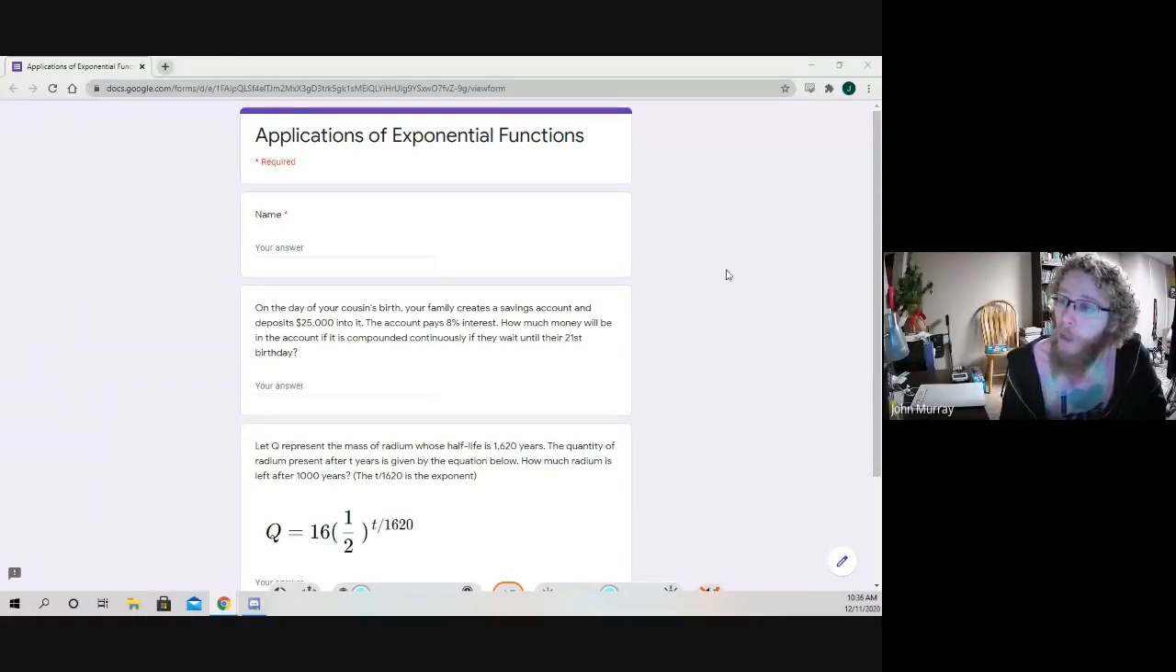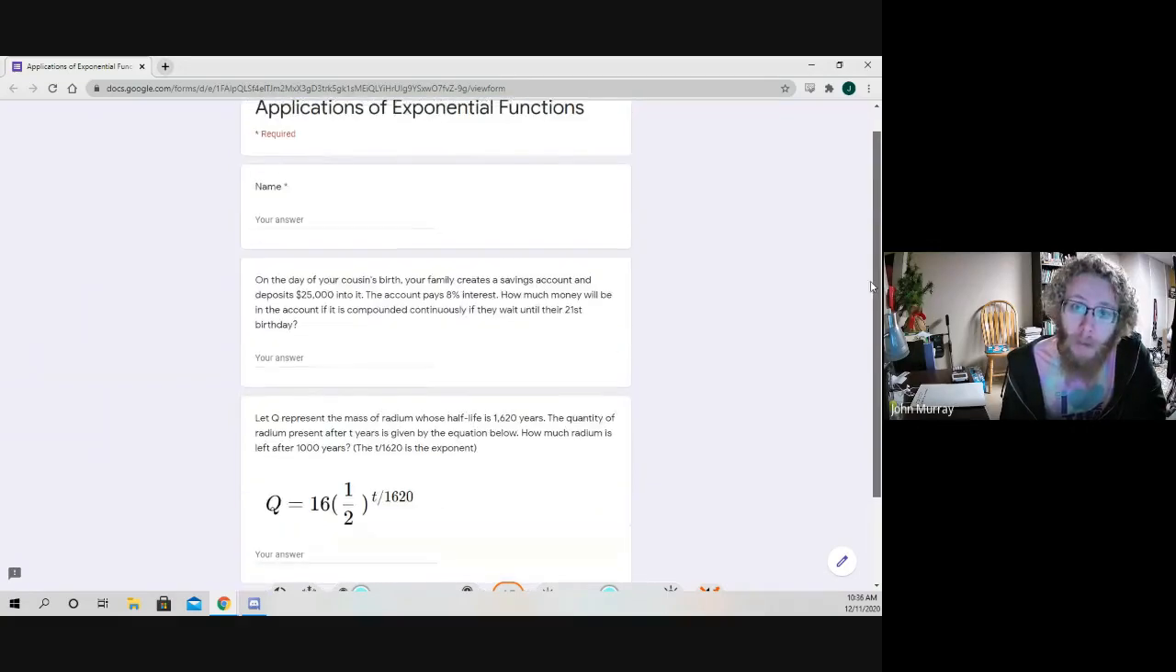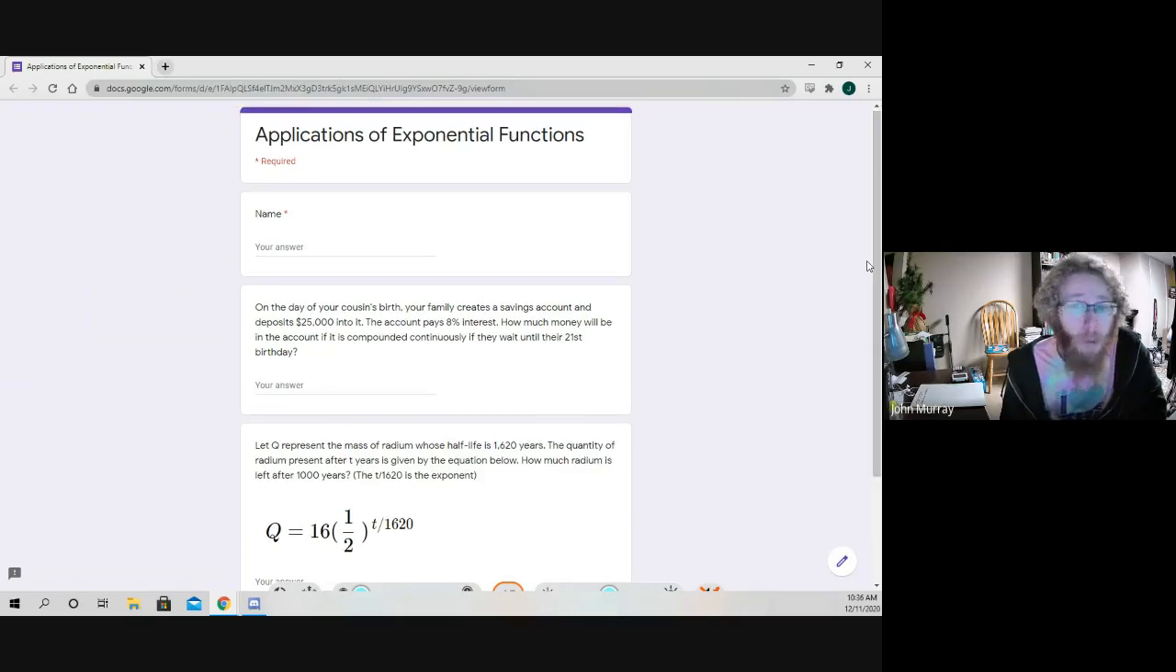So for homework, you guys had two word problems that had to do with exponential functions. The first one had to do with our interest problems that we were going over yesterday. And then the second one had to deal with half-life. Both similar procedures, right? Just different equations. So the first one, you had to come up with the equation yourself.